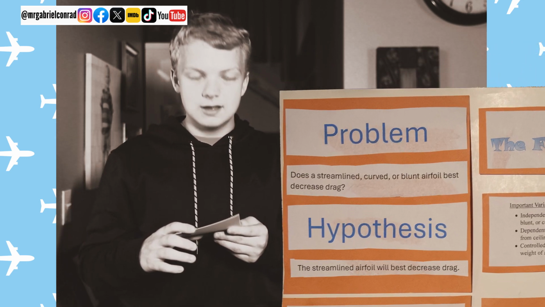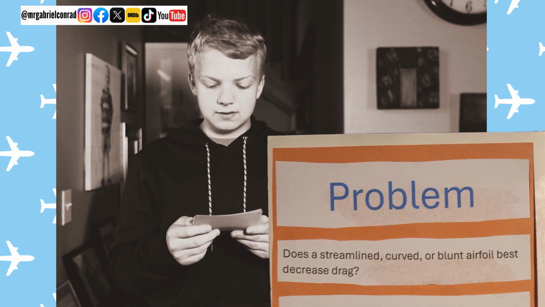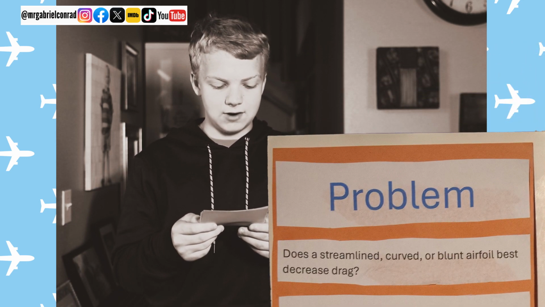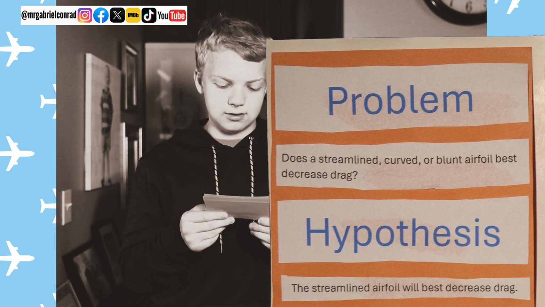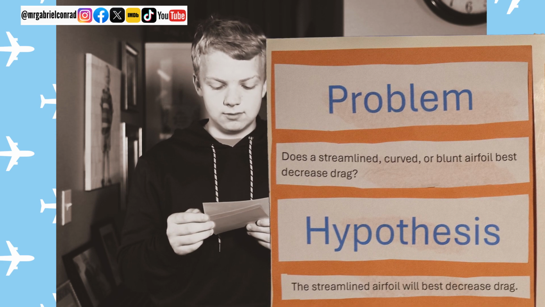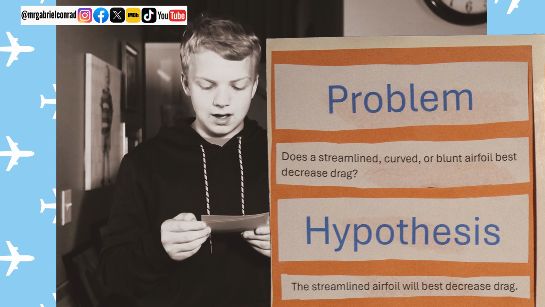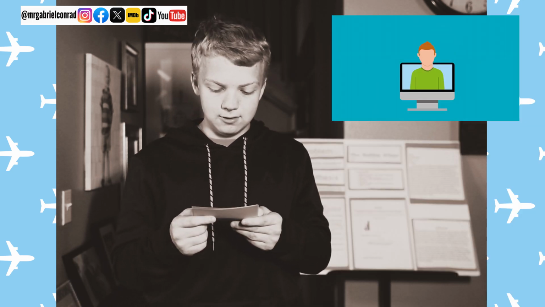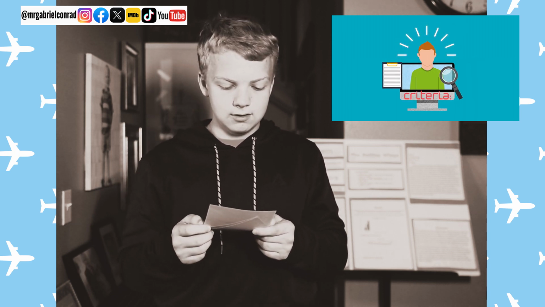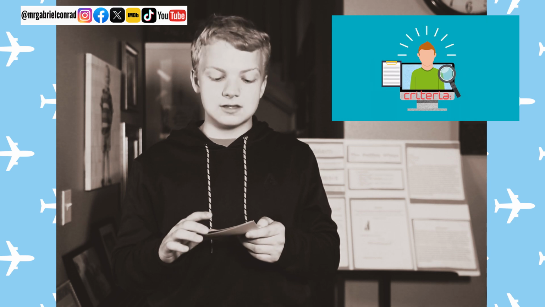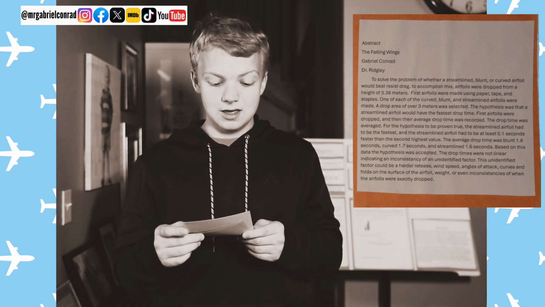My problem is, does a streamlined, blunt, or curved airfoil best decrease drag? My hypothesis is that the streamlined airfoil will decrease drag the most. The hypothesis criteria is that the streamlined airfoil will be the fastest, and the second fastest airfoil will be slower by at least 0.1 seconds than the streamlined airfoil.